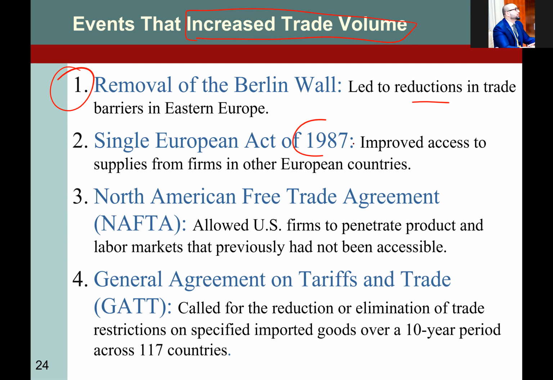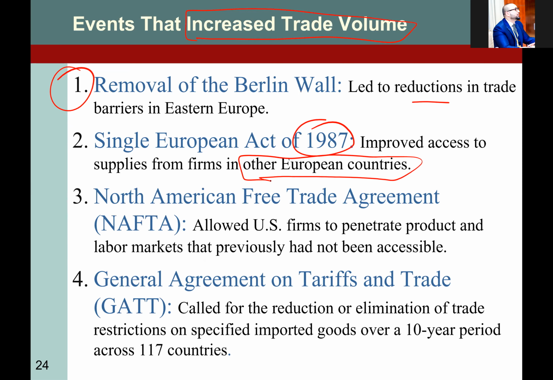Number two, the Single European Act, rather, removing taxes on goods and services inside Europe, so they passed the Single European Act. It means goods can now transfer free of any exchange rate issues because they opted for a combined currency, the euro, right? So it improved access to supplies from firms in other European countries.